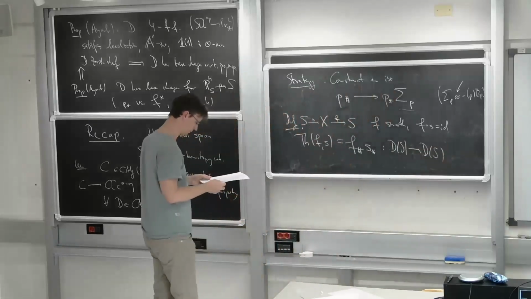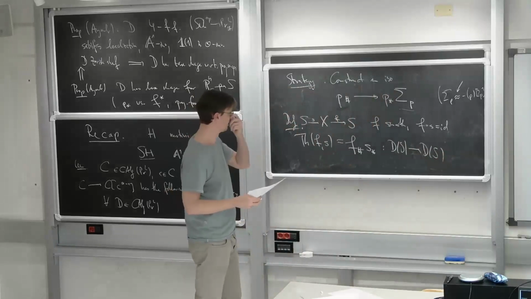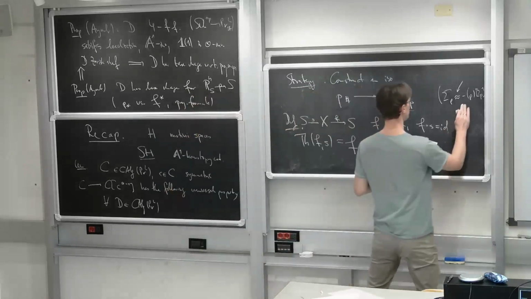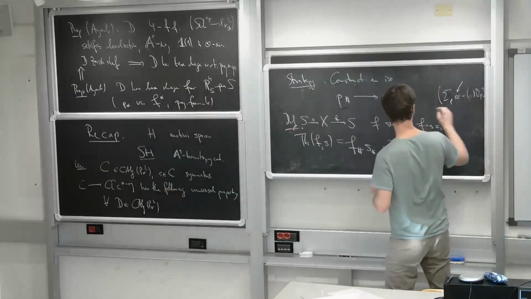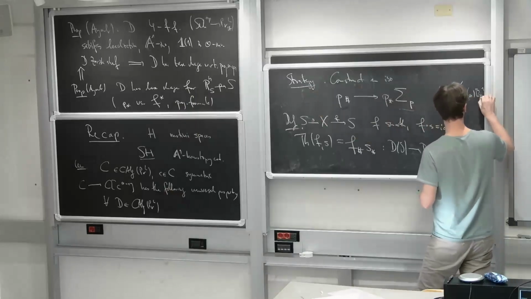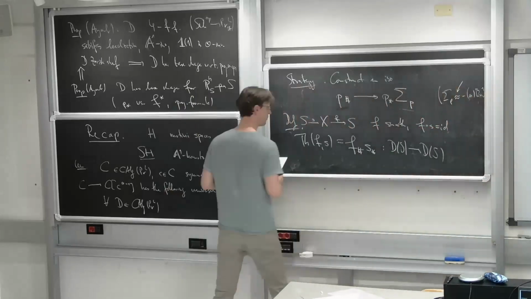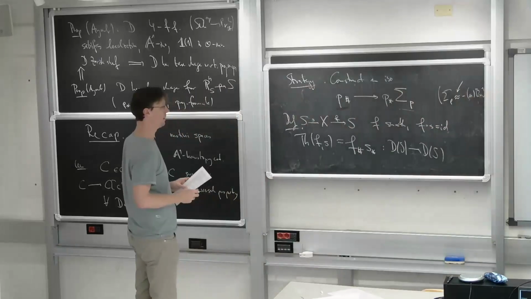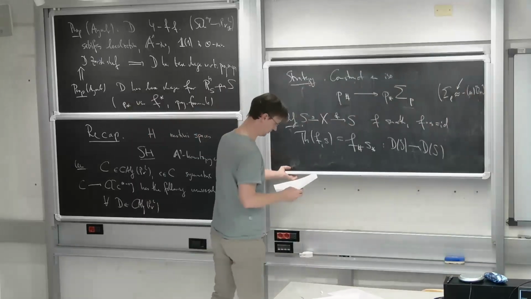Suppose the P is an n. Oh yeah, the P is of course an n, maybe that n. So this is a certain endofunctor.